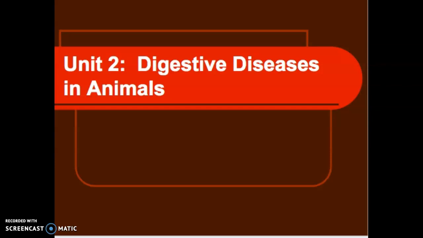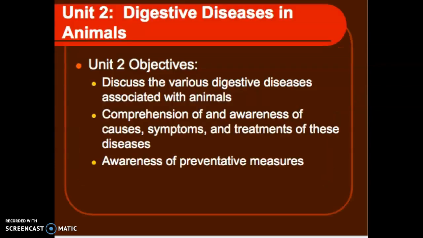This is Unit 2, Digestive Diseases in Animals, and in order to make this section a little easier to listen to, we're going to break it up into segments shorter than 15 minutes as you listen to the lectures. So we're going to record a few different parts, and as we skip through the objectives here, you can read those.